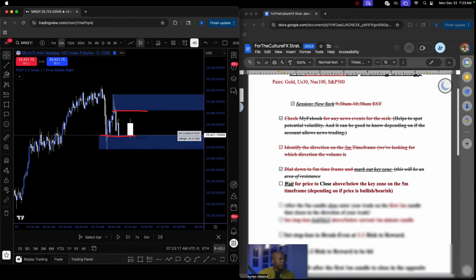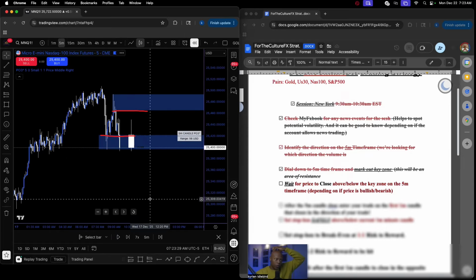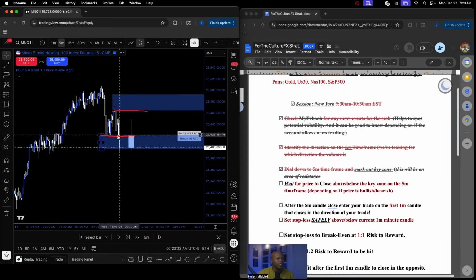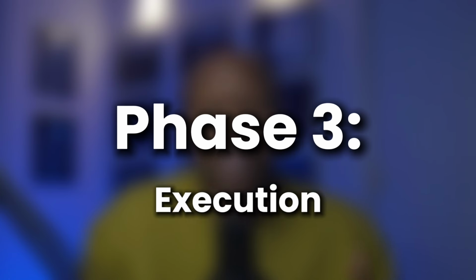So we need to wait for our next candle, and it's very, very important that you wait for the candle to close. Wait for this 5-minute candle to open and close. That's what we're going to do. We get our next candle, and once we got it, you can see that price has now closed below our key area of interest. And now we can move into our final phase, which is E, execution.